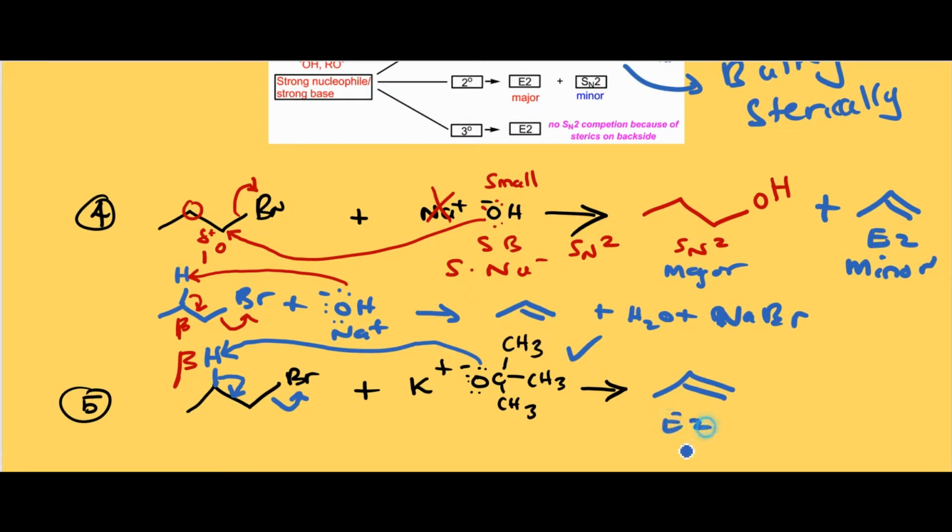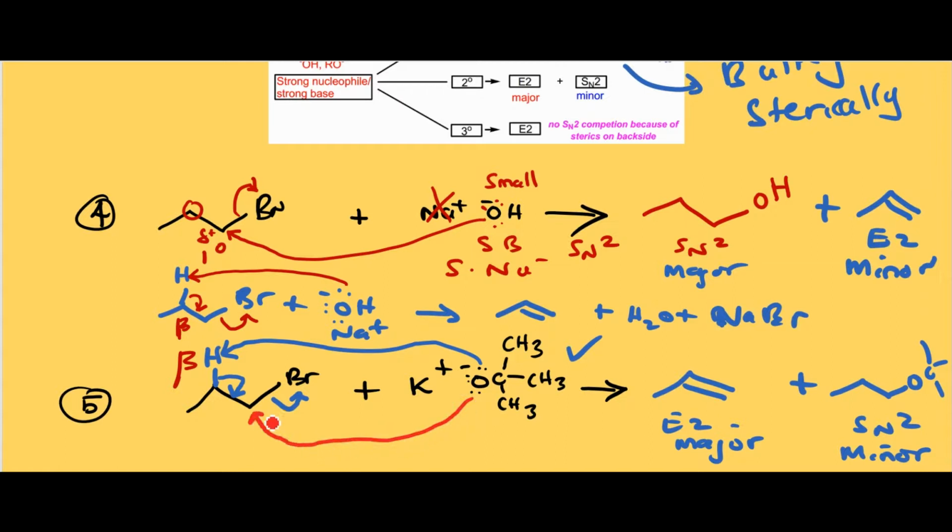Okay, so this time E2 becomes the major because you used a bulky base, and then the minor is going to be from Sn2, that is if it happens. Right? And how do you get the minor? Just drawing it, pushing the arrows in red, you're going to use one of these lone pairs to attack this carbon and the leaving group leaves. And that's how you form the minor that I'm circling in red, okay?